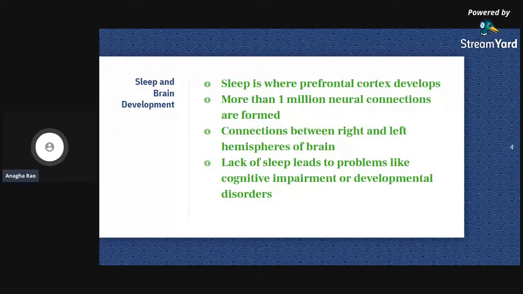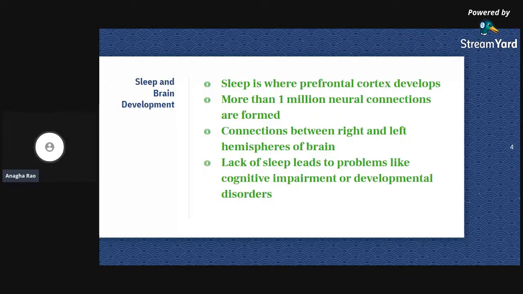Sleep and brain development. Sleep is where the prefrontal cortex develops. So sleep is extremely important, especially for kids and teenagers, because sleep plays such a big role in brain development. More than 1 million neural connections are formed in the brain while we sleep. There are also connections made between the right and left hemispheres during sleep, and those connections are strengthened.